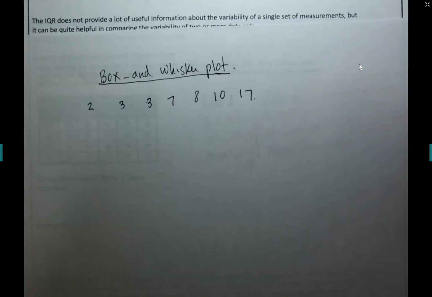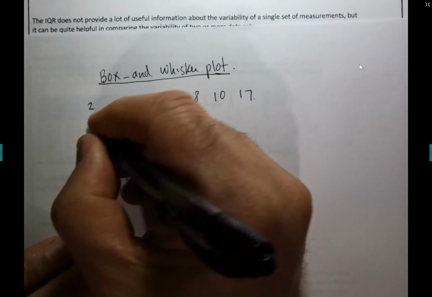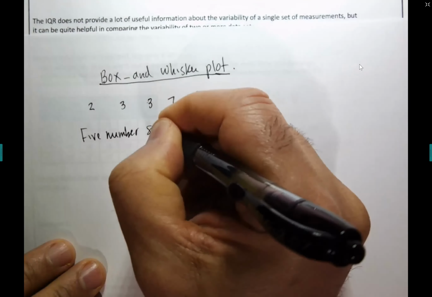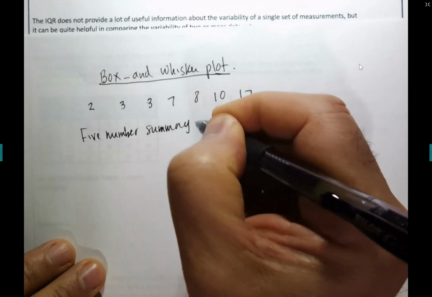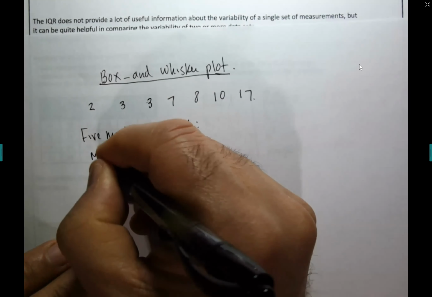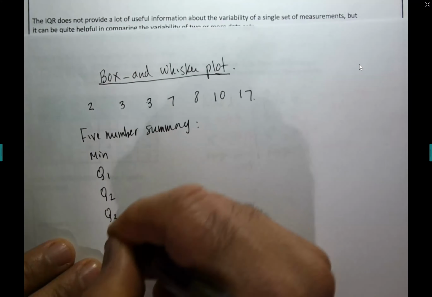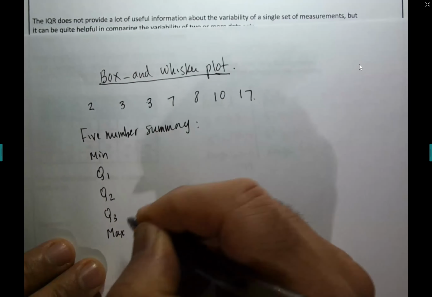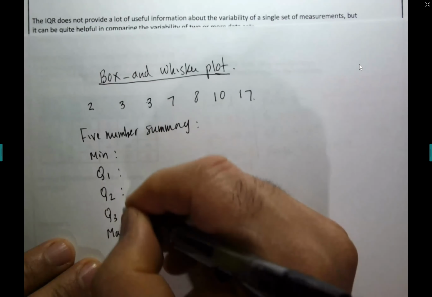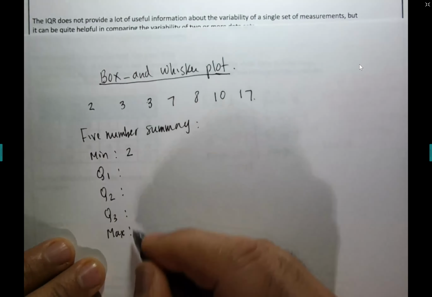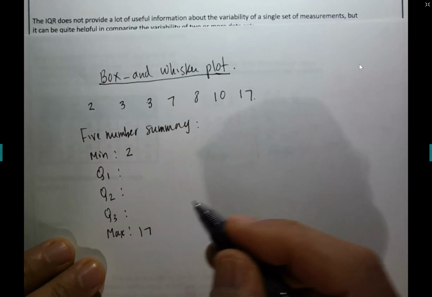Okay, this is a data set, guys. In order to construct a box whisker plot, you need a 5-number summary. So we need a minimum, a Q1, a Q2, a Q3, and the maximum. Well, the minimum, guys, you agree with me, it's 2. The maximum, it's 17.